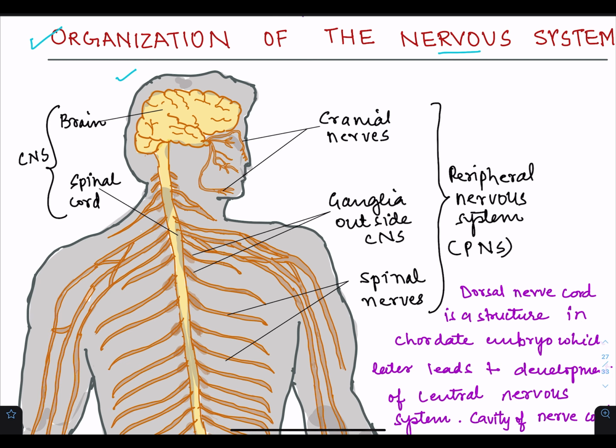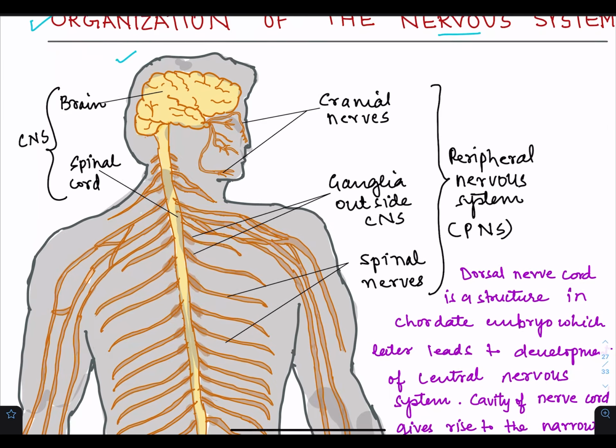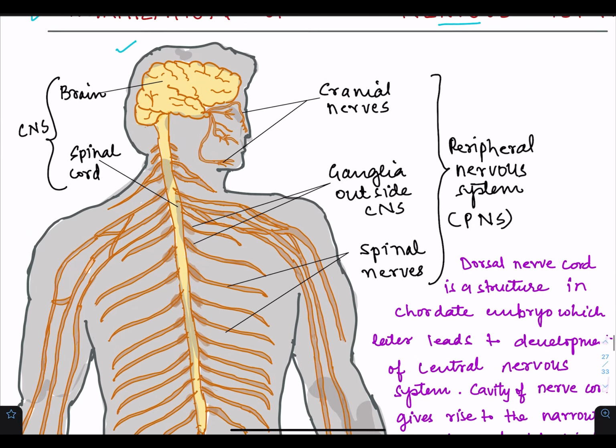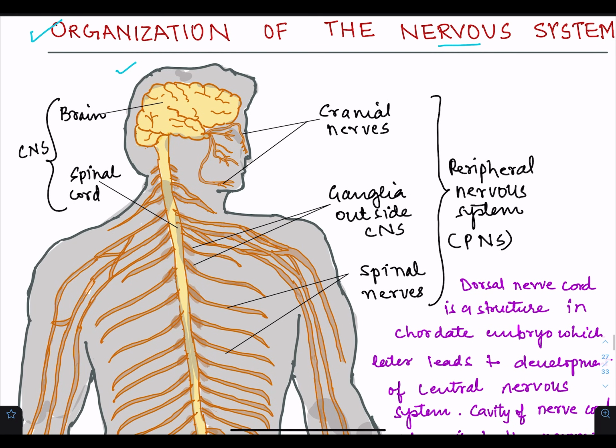This shows a human being from the dorsal view. That is, if a person is standing and we see him from his back side, then that view is known as the dorsal view, and if we study the person from the front side, then it is known as the ventral view. So here we see this is the brain and this is the spinal cord. The brain and the spinal cord collectively constitute the central nervous system or the CNS.